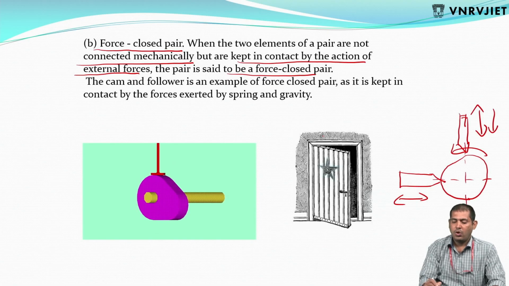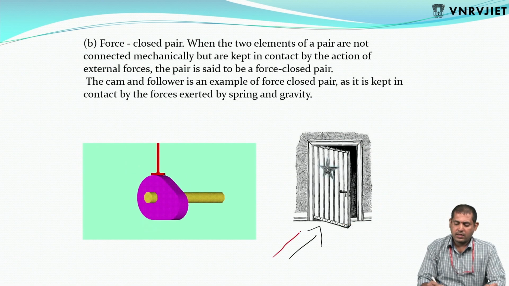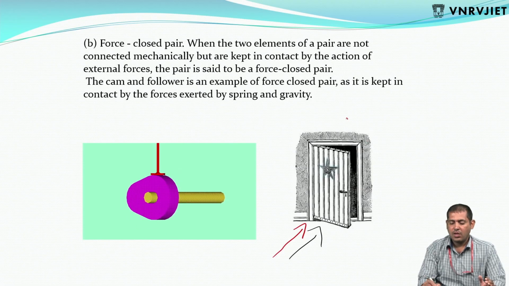Another example is a door. If you open the door, it stays open unless you apply some external force. So some external force is required to close it. This is called a forced closed pair.